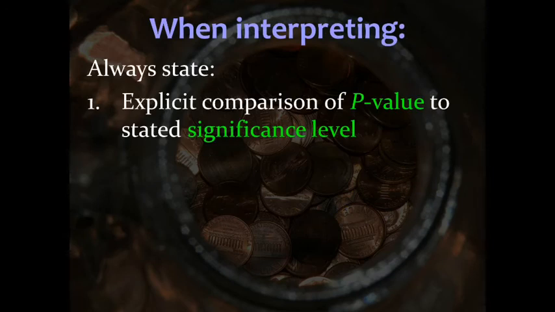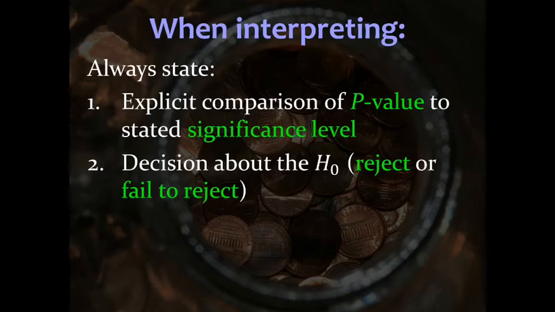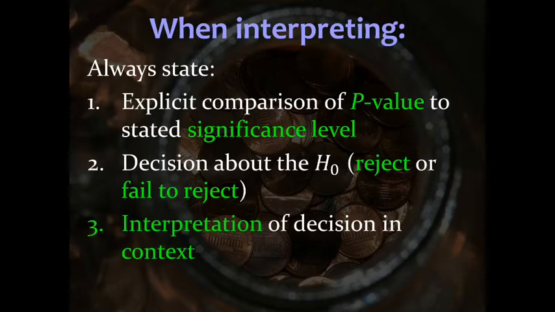1, you will make an explicit comparison of the p-value to the stated significance level. 2, you will state your decision about the null, whether it's rejecting the null or failing to reject the null. And number 3, you will interpret your decision in context. So when you draw a conclusion with any significance test, examiners and readers are looking for all 3 things.